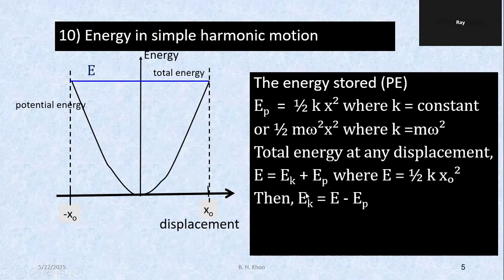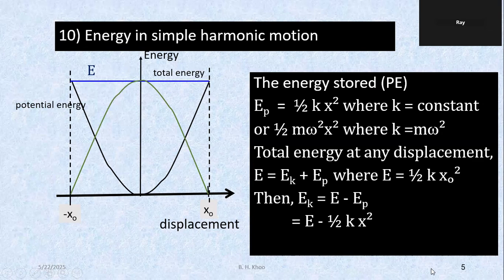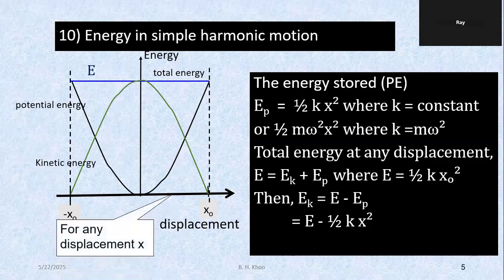To get the kinetic energy graph, it's just total energy minus EP from here. So it's just an inverted parabola. For any displacement, you can take any displacement, the red line. This is the potential energy. There's the kinetic energy. So this is also potential energy. Remember, kinetic plus potential is total energy. This is also potential energy. That distance and that distance is the same.